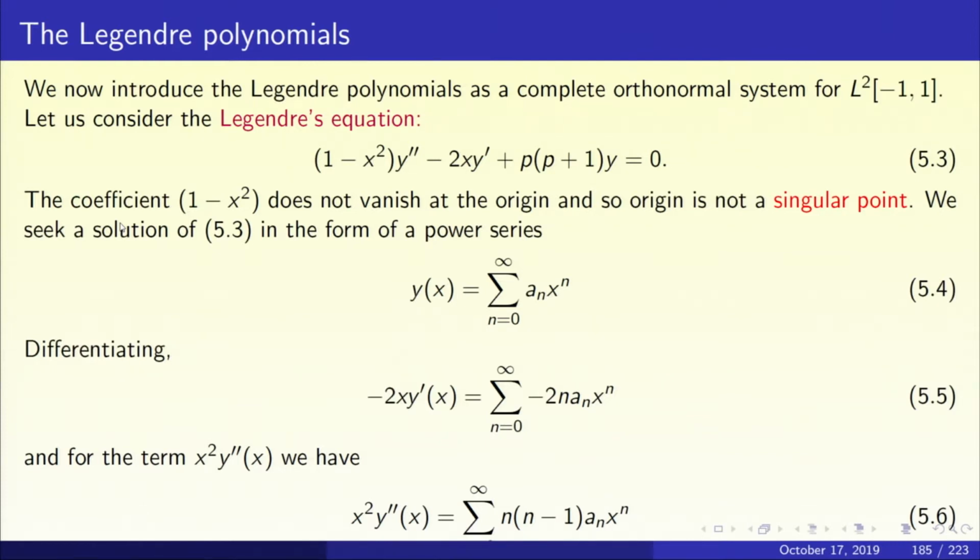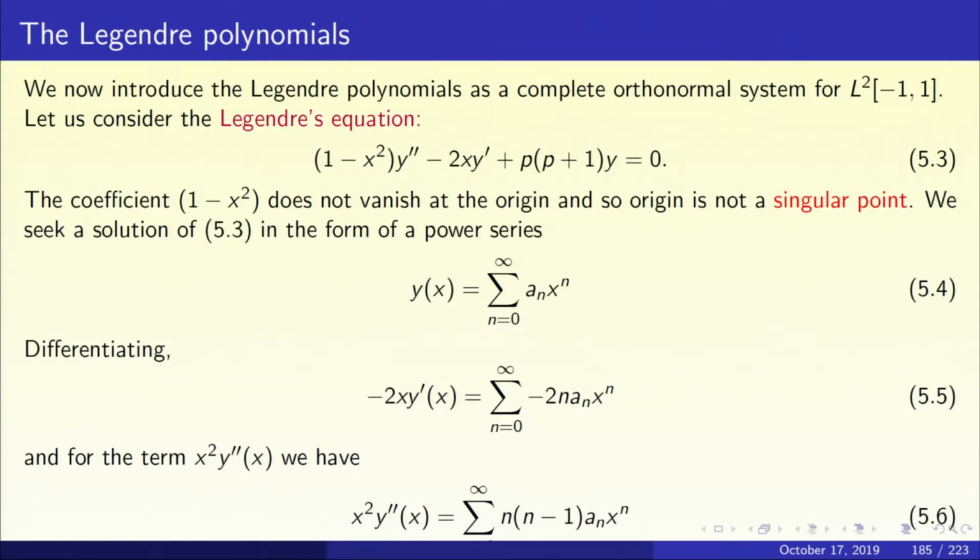Let us differentiate 5.4. Recall that a power series can be differentiated term by term within the interval of convergence. And so if you differentiate this 5.4 term by term and you multiply by minus 2x, because that's exactly what you see in the differential equation, you want minus 2xy prime. So what is minus 2xy prime? Summation n from 0 to infinity minus 2n a n x to the power n, which is display 5.5 on the slide.